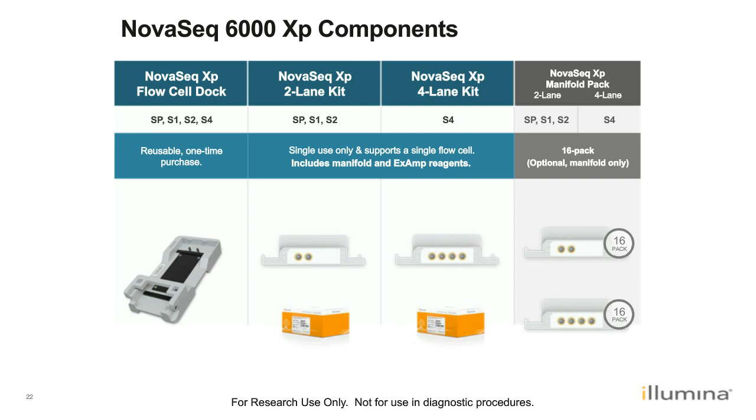Here's a detailed view of the XP workflow kit options. So we have a 2-lane and a 4-lane XP loading to match the flow cells. The 2-lane XP kit can be used for SP, S1, and S2 flow cells, while the S4 flow cells will need the 4-lane kit. As previously mentioned, you will need a loading dock, which is a one-time purchase, and it can be used anytime we need to make flow cells via the XP method. We also sell 2- and 4-lane extra manifolds, just in case we need some of those on hand.